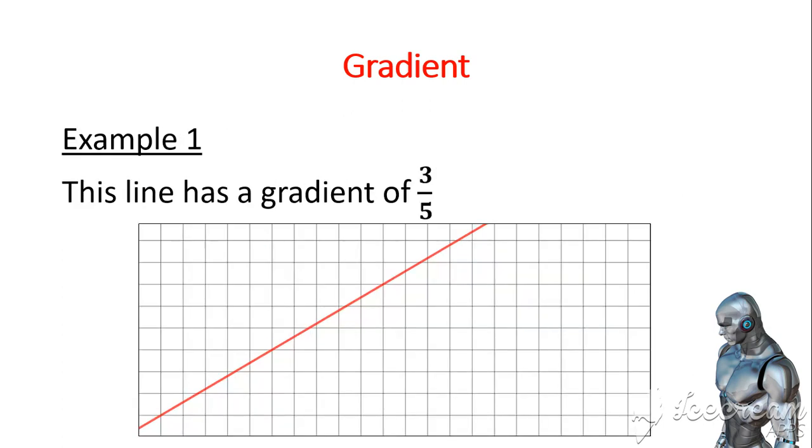Right, let's go back and recap an example from our last video. This line has a gradient of 3 over 5. What that means is I've selected 2 points on the line that pass through the grid, and I now can work out that the line rises up 3 squares and runs across 5 squares.